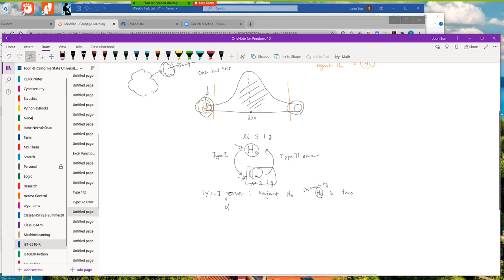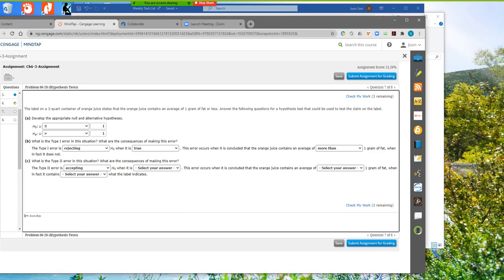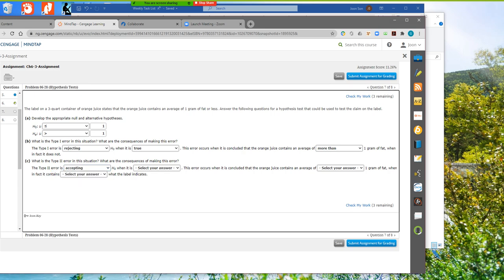When the evidence is weak, they always say fail to reject the null hypothesis, rather than saying they accept the null hypothesis. But since this is talking about the error, I think using the word accepting is more appropriate than failing to reject. Okay, so the type 2 error is accepting.